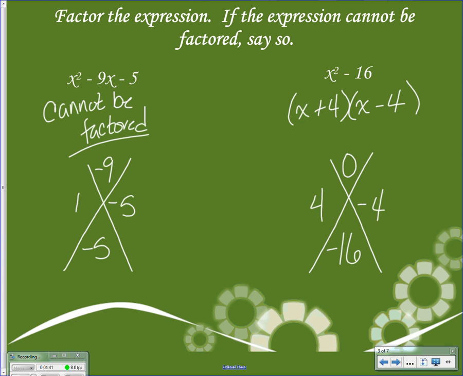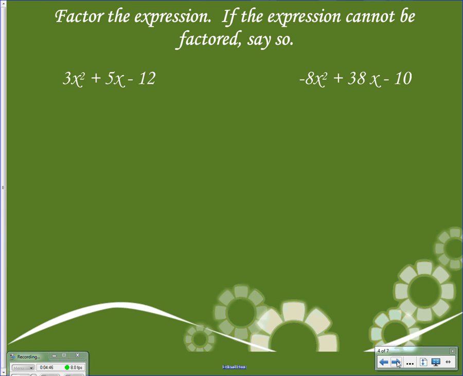Great. So let's move on to a different type of expression. The difference in this one and what we have been doing is now we have a coefficient in front of our x squared. We're going to do something a little different than what we've done, because I cannot just do the x like I have been doing. I'm going to have to do something different.